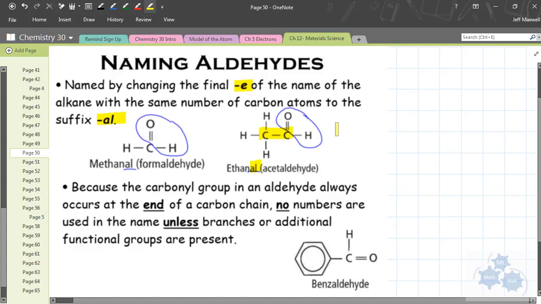Because the carbonyl group in an aldehyde always occurs at the end of a carbon chain, no numbers are used unless branches or additional functional groups are present. So no numbers unless you have a different functional group, because it's always at the end. So there are no numbers if it's just an aldehyde. No numbers unless there are other functional groups present.